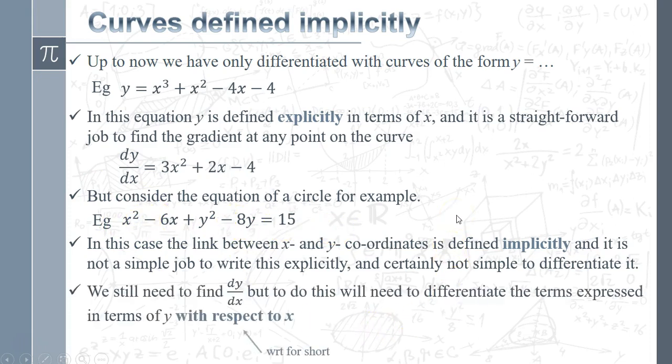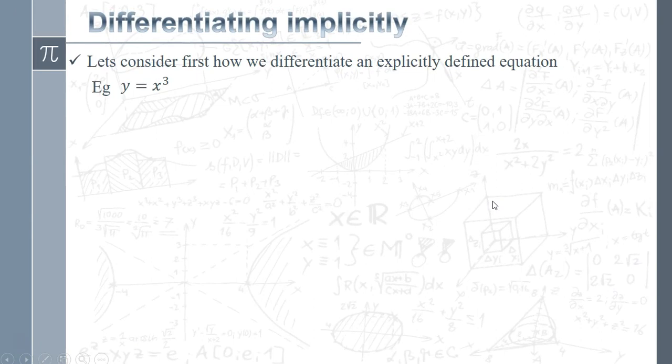Now, we're still going to find dy dx, but we're going to have to differentiate those terms containing y, which is this one here and this one here. We're going to differentiate y with respect to x. And any time you see WRT, that's just my shorthand for with respect to. Because this dy dx, we're doing it with respect to x, which is the variable on the bottom of that notation.